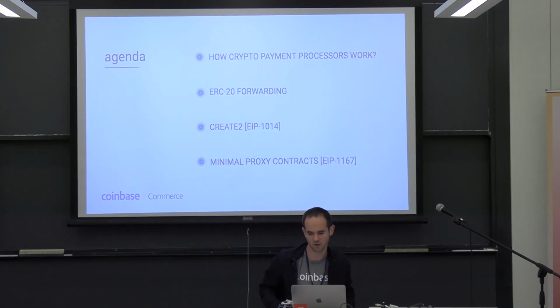So this is the overall agenda of the talk. First, we're going to talk a little bit about how crypto payment processors work, why they're important, and what kind of role they serve. We're going to talk a little bit about ERC-20 forwarding, why it's important and how we solved it. And then we're going to focus a little bit on CREATE2 and minimum proxy contracts. These are relatively new additions to the Ethereum virtual machine that we've used, and we think that they're very cool, and I think that they can be applied to a wide variety of use cases that go way beyond payment processing.